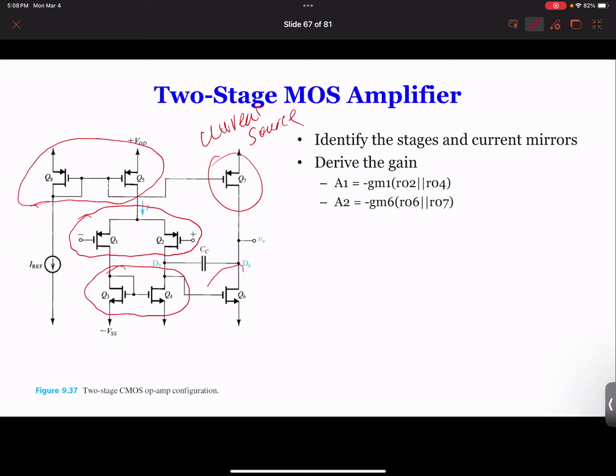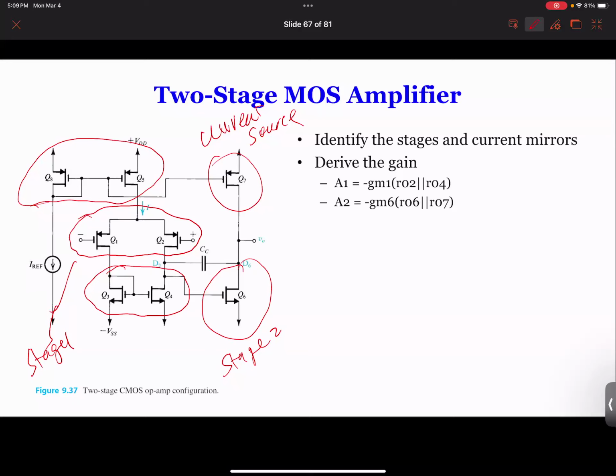And this is your amplifier. So this is your stage 2. And then this is your stage 1. Okay. So now you identify, okay, so stage 1 is a differential input, differential pair, and stage 2 is a single amplifier, and the output is over here. The output is over here.